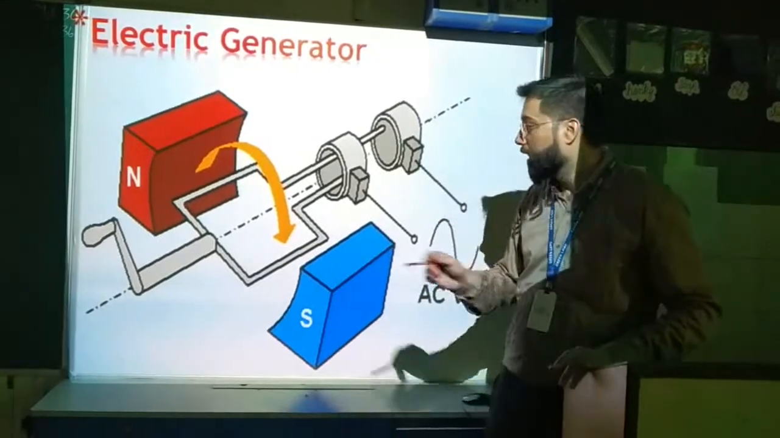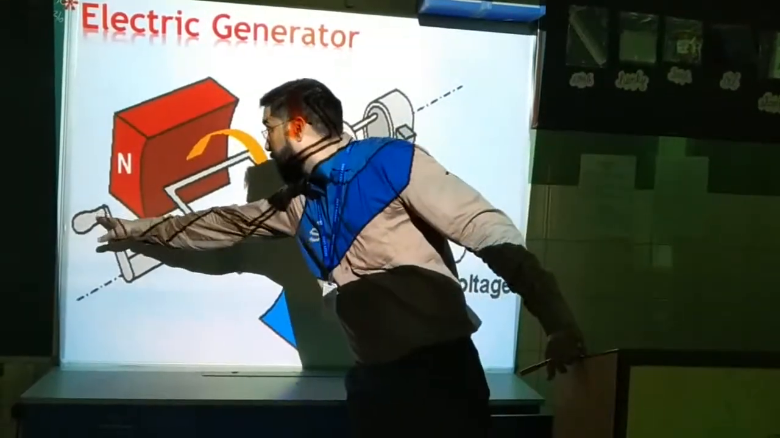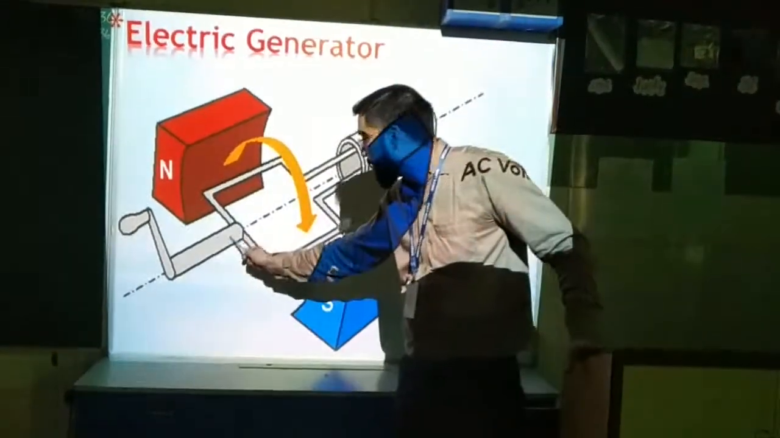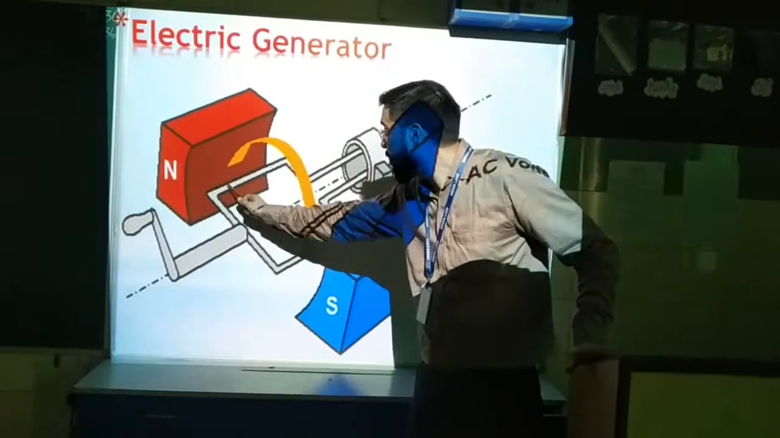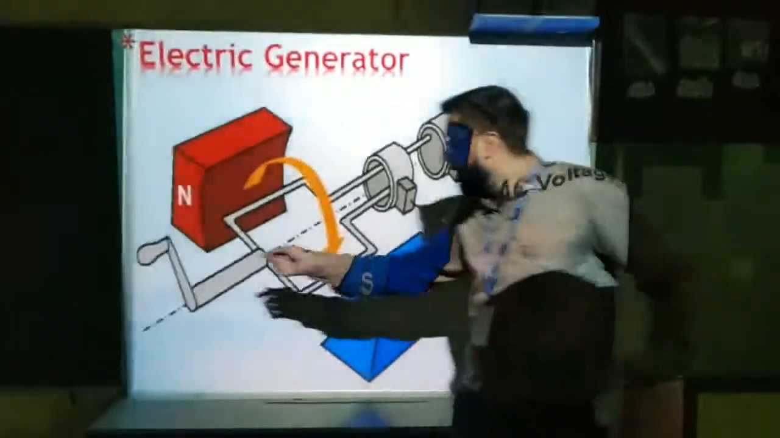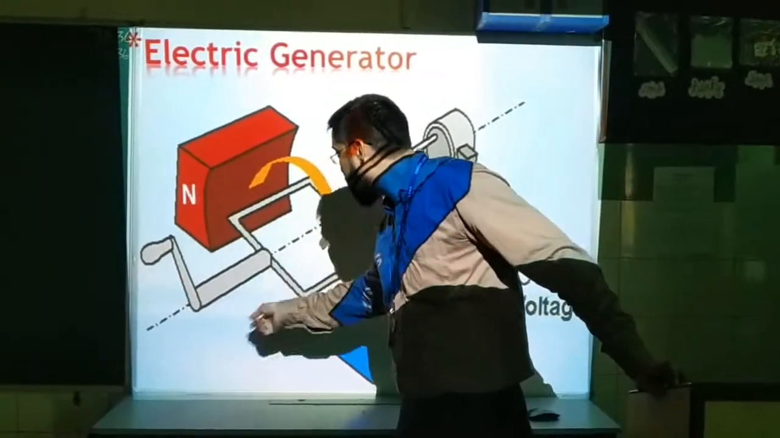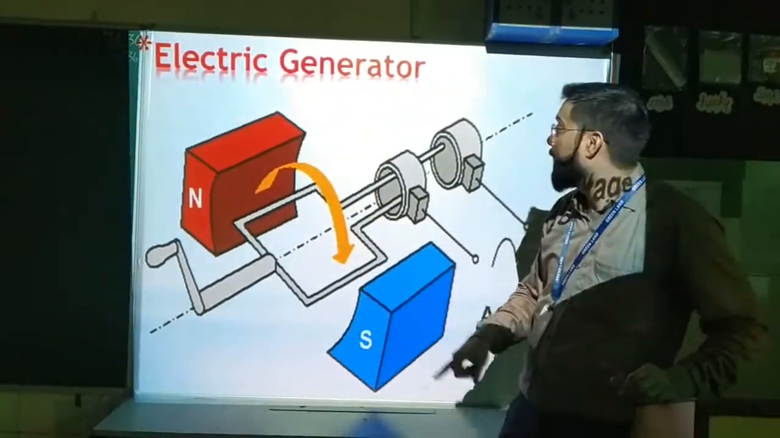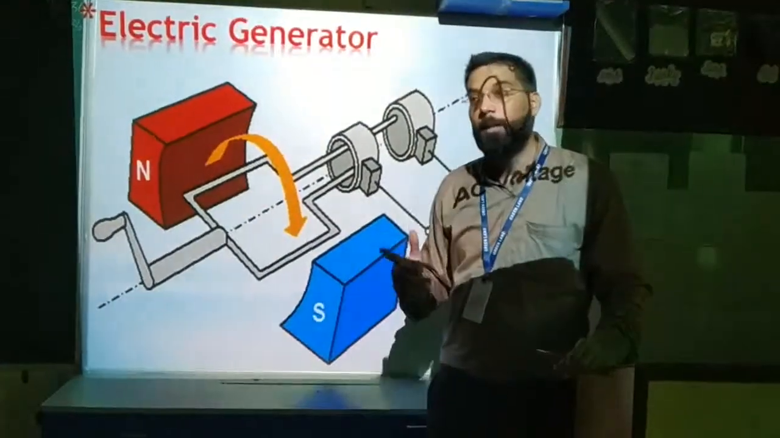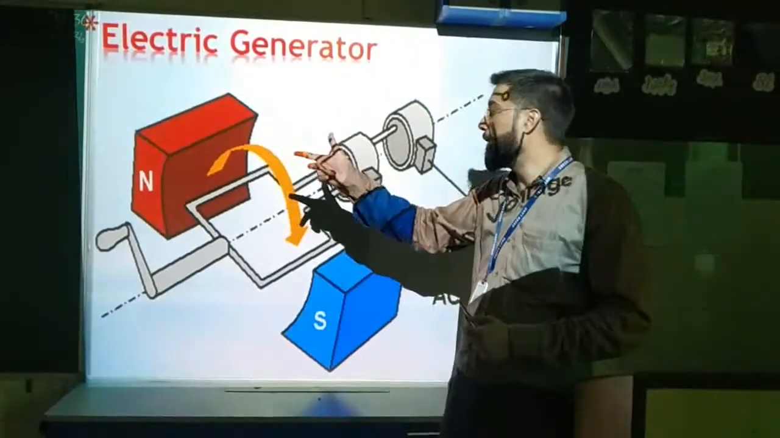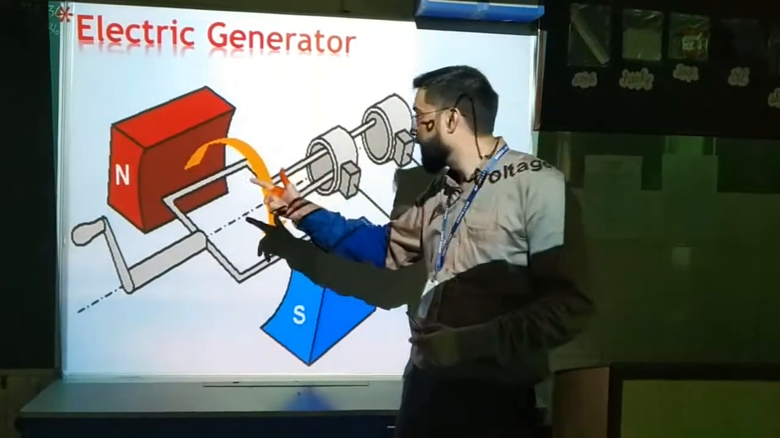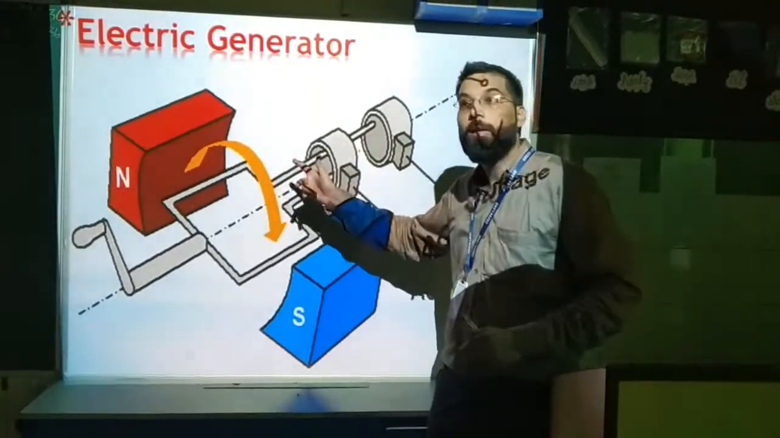Now this is an axle which is used to rotate this armature coil. Now working of this AC generator: when you rotate this armature coil in this direction, then an induced current will be produced. The direction of induced current again can be shown by Fleming's right hand rule. So by applying Fleming's right hand rule, in this case you can find the direction of induced current.